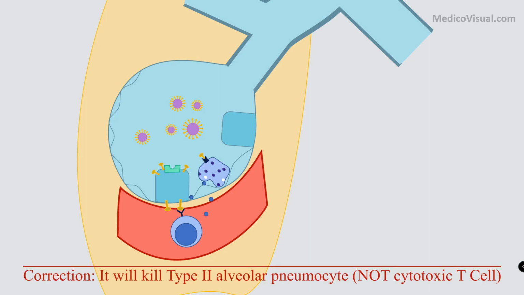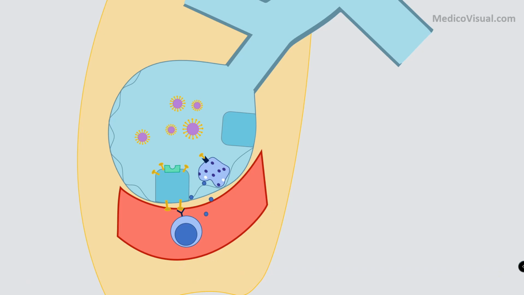And how is this cytotoxic T cell going to kill it? It is going to release some special chemical grenades. What are those chemical grenades? These are called granzymes and perforins. It will release these, and they will perforate the membrane of this type 2 pneumocyte, and the cell will be destroyed. Or it can also initiate the apoptosis pathway in this cell, right? So this cell will be destroyed.